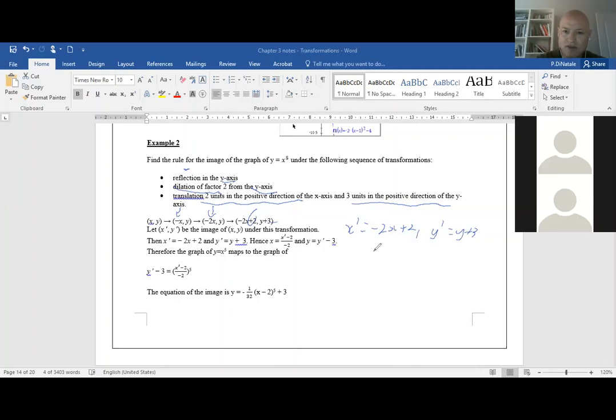We rearrange them, make x the subject. So we get x dash minus 2 divided by -2 will equal x, and y will equal y dash minus 3. That's how I got those. And then we're going to substitute them in here to find the image. So we get y minus 3 is going to be x minus 2 divided by -2, all to the power of 5. I took out the dashes.